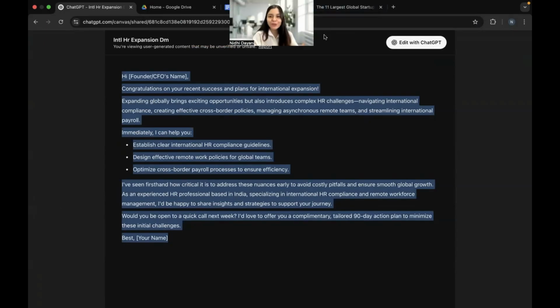I have used two AI tools here, Claude to draft the policy and ChatGPT to draft the outreach message. So now you not only know how to draft the anti discrimination policy, but you also know how to use this skill to pitch to startups who are expanding internationally and monetize upon this immediately.